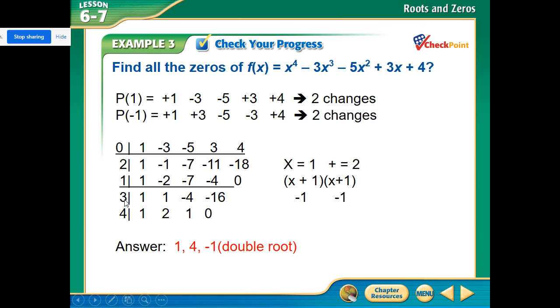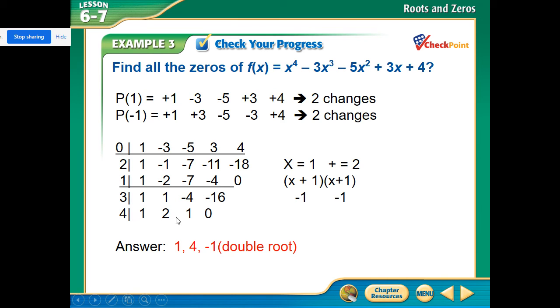So I'm going to try another number. If I have 1 positive answer, I should have another one, right? Because it's 2 changes. So there should be a second one. So I've got to go look for it. So I try 3. I get -16. Well, that's not a 0 there. Let me try 4. Well, that's a 0.